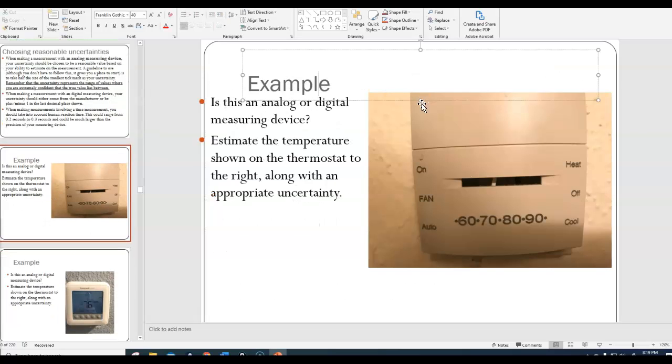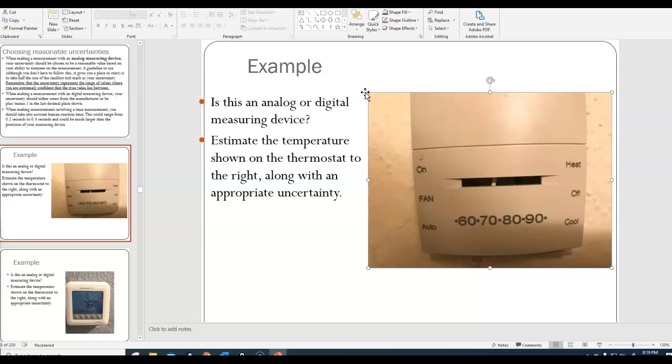So first of all, is this an analog or digital measuring device? Well, this is an analog measuring device. There's no digital readout telling us what the temperature is. If I want to find the temperature, I have to look in this little space right here. And notice if I'm trying to make a reading and tell what temperature this is, all I really know is that it appears to be somewhere between 70 and 80. Okay, so the second part of this question says, estimate the temperature shown on the thermostat to the right along with an appropriate uncertainty.